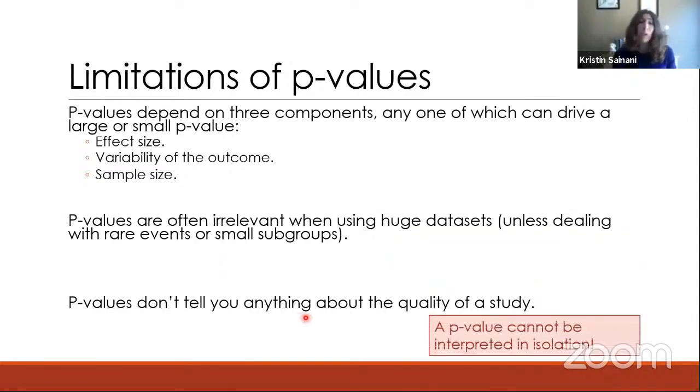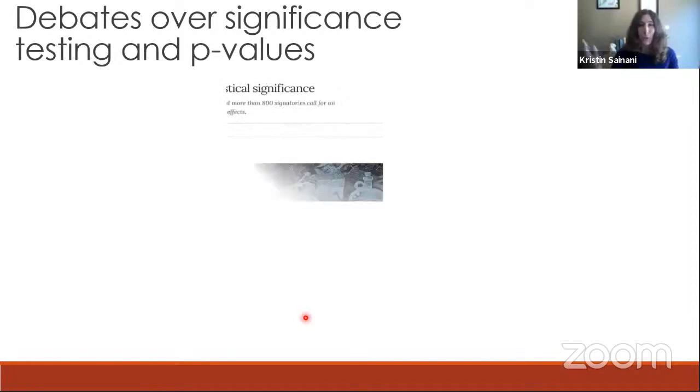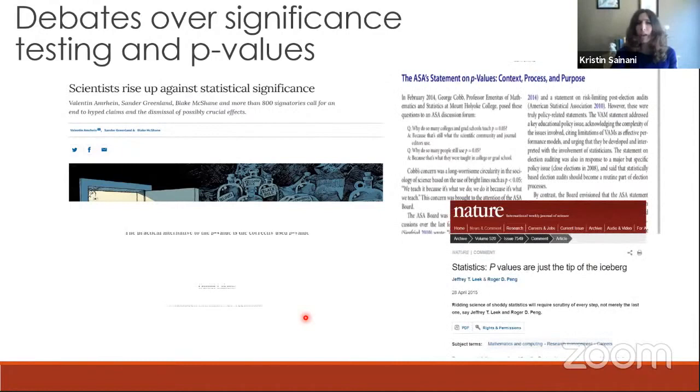P-values also don't tell us anything about the quality of a study. You can have a garbage study that gives you a small p-value. So what? It's still a garbage study. All of these limitations and misinterpretations of p-values have led to a lot of consternation within the statistical community. There's a lot of debate going on that you might be aware of about significance testing and p-values. There's a recent Nature article and lots of other articles that have come out.